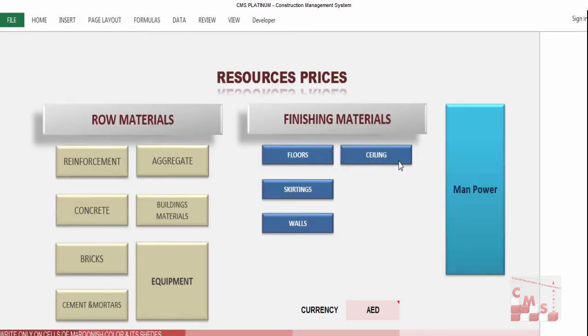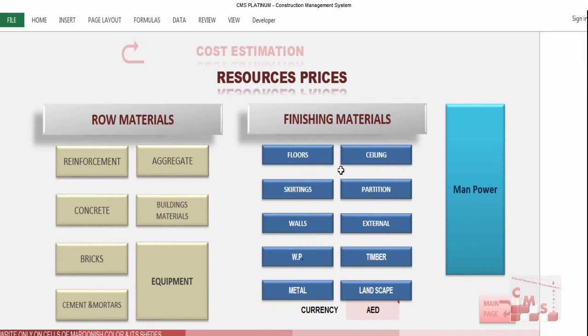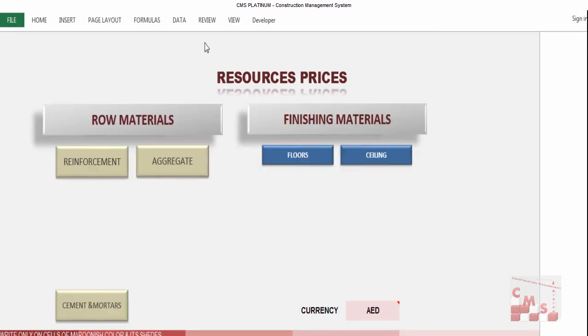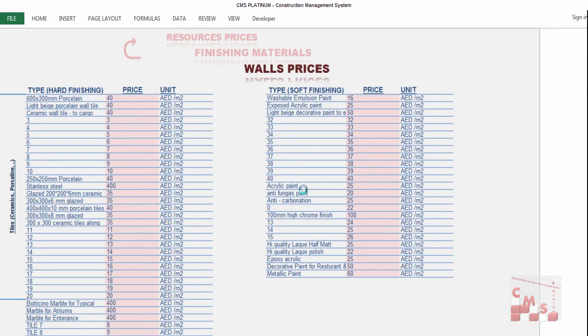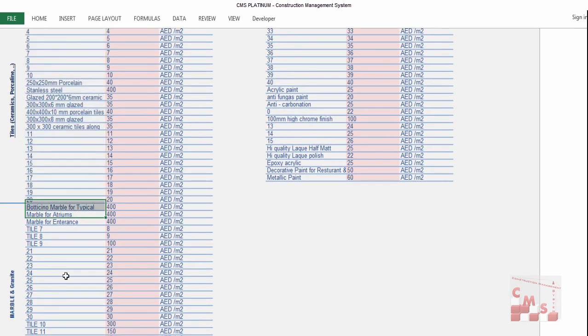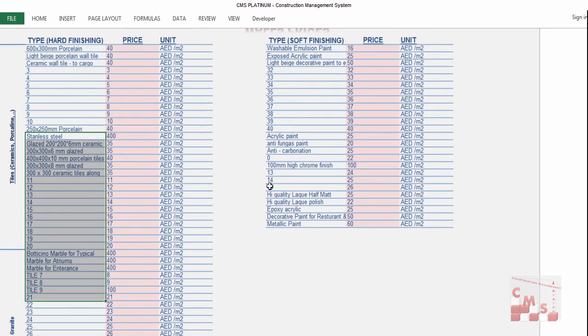Back to resources price. You will do the same for all other finishing materials. For the skirting, you will also find all the skirting you already inserted in the quantity surveying. You will only add now the price per linear meter. Back to resources price, the same for the walls. All the materials we already inserted here for the tiles, which is ceramic and porcelain, and here for the marble and granite, you will put the prices. All these descriptions were already inserted before, so you will not insert them again.